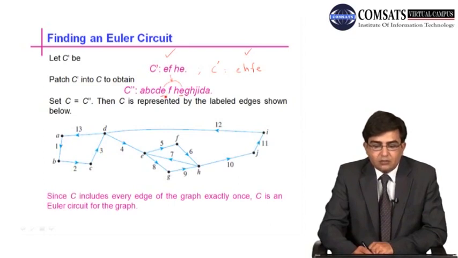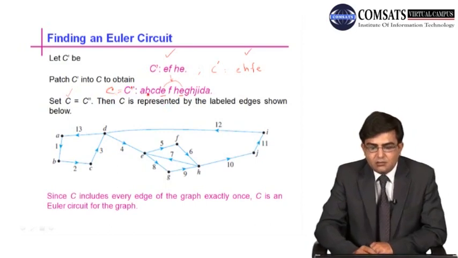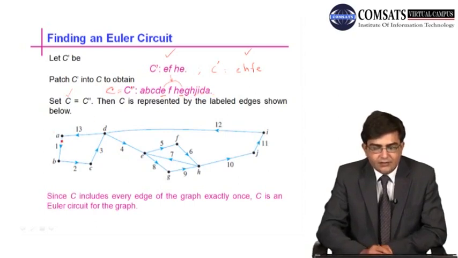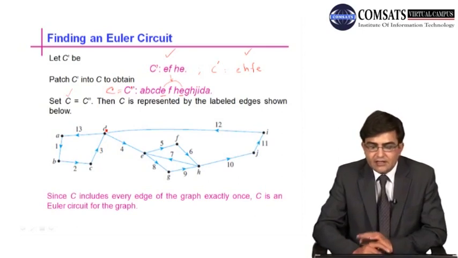So now check whether C double dash, which we call C, contains or uses all the vertices: A, B, C, D, E, F, H, E, G, H, J, I, D, A. So it uses all the vertices given in the graph.